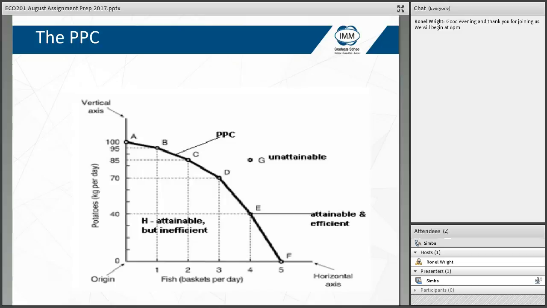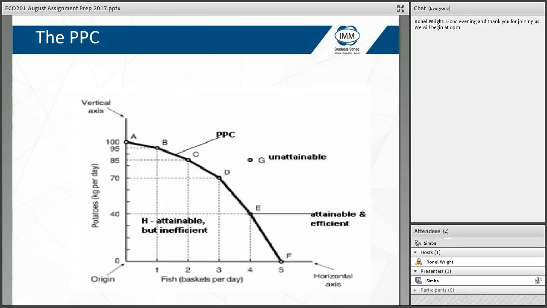We also have other points. Any point that is inside the PPC is attainable, but it is inefficient, or it shows unemployment of resources, because we could do better by moving outwards towards the PPC. If you have another point, point G, which is to the right of the PPC, that point is unattainable because, given the resources that we have, we cannot reach it, even though it is a superior point. Our resources will not allow us to reach point G. So point G illustrates the scarcity of resources, which is the problem that society has to deal with.